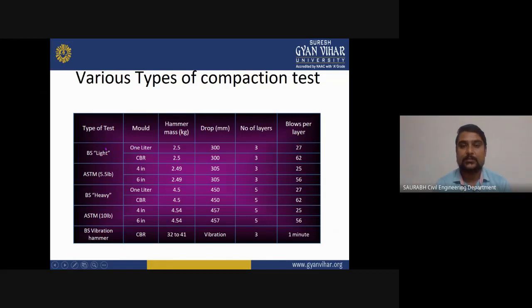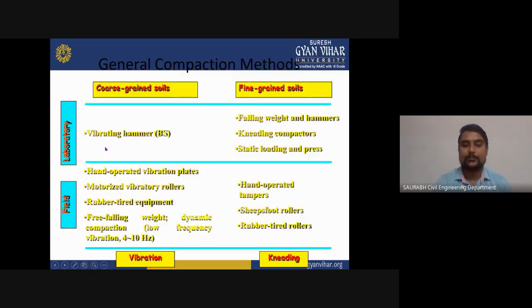As you can see, there are various compaction test types. Here there are types of test with mold, hammer, mass, drop, number of layers, and blows per layer. This is the table of contents of various types of compaction test.